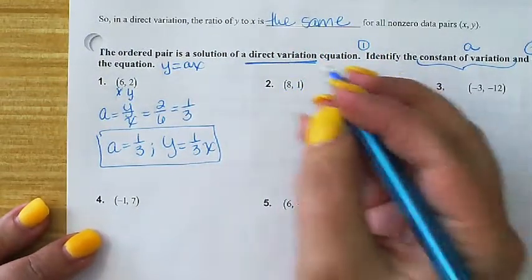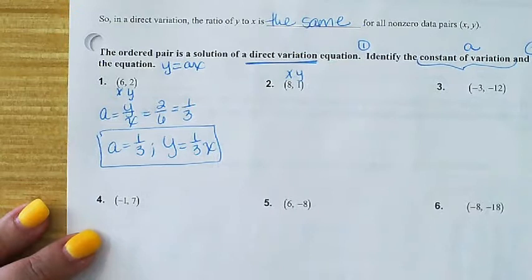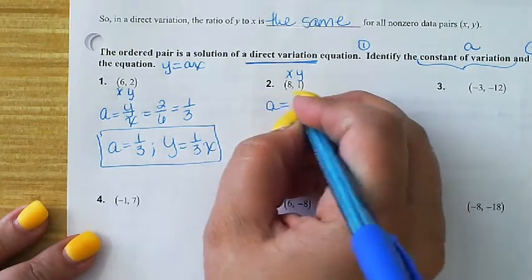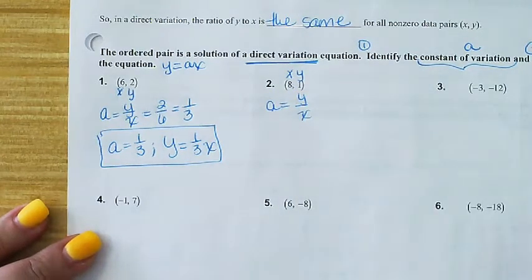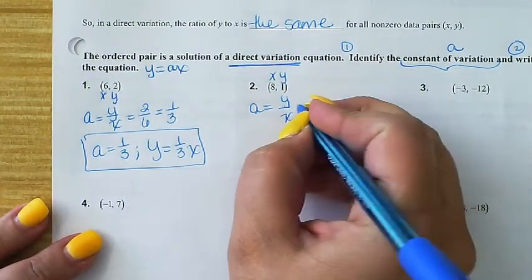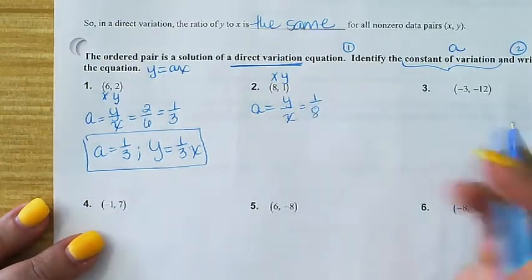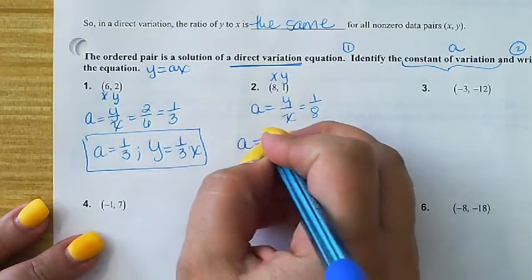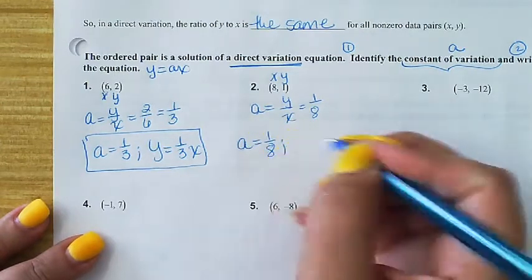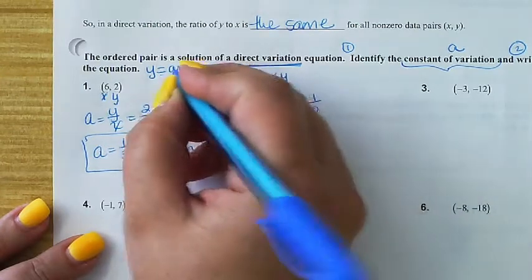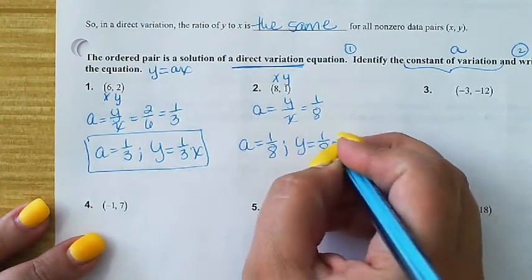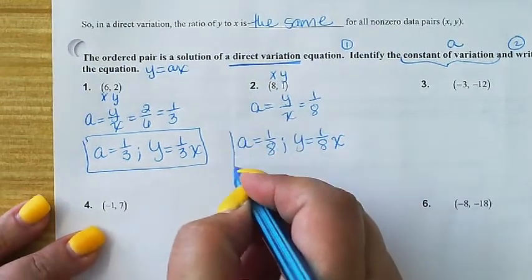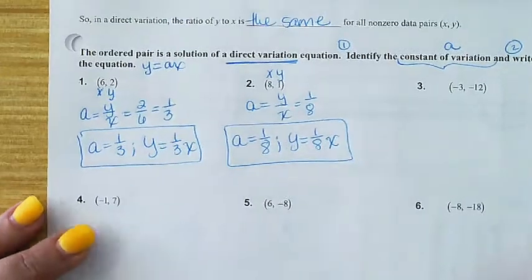Let's try it again. So this one right here, again, when they give you the ordered pair, they're really giving us an x and y. We already know that since this is part of direct variation, I can find my constant by just doing the ratio of y over x. Okay, so a for number 2 is 1/8, and that means that the equation for the whole thing would be just y equals that 1/8 times x, right? We just insert the a value right there in front of x, and we have the entire direct variation equation.